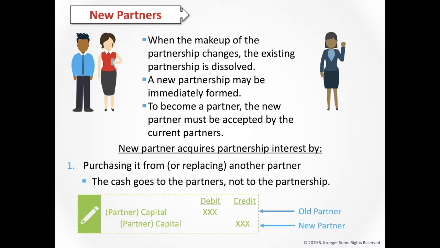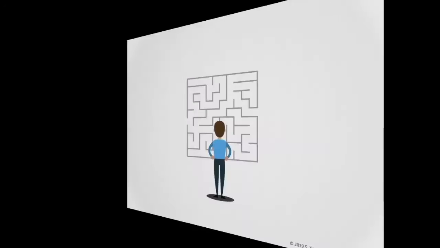The capital account that gets the credit will be the new partner for the amount that's being replaced with the old partner. For example, if partner A is being removed and they had a $100,000 capital, we'll add partner B with that $100,000 capital account. Let's do a practice problem with this.